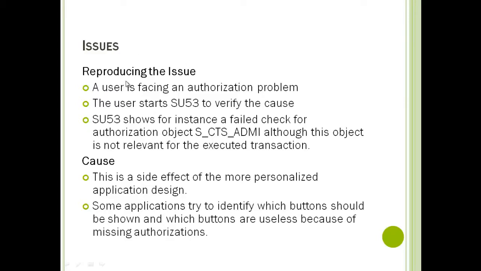Let's see some more examples of issues which you may face in your authorization. Let's say a user found some authorization issue in some transaction code, and the user starts SU53 to verify what has been done. Then in the SU53 output, it says that the authorization object S_CTS_ADMIN has failed. This is the authorization object it is checking for. S_CTS_ADMIN has something to do with basis administration. This is nothing to do with end users.